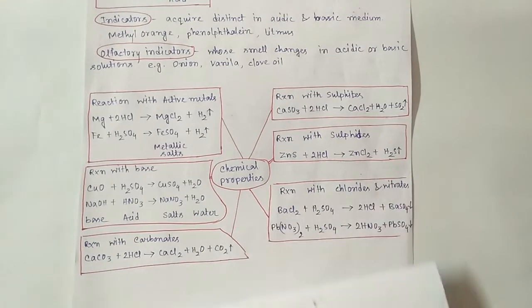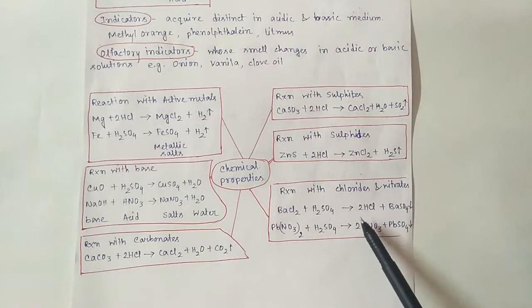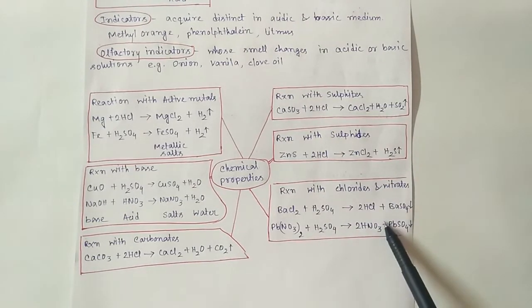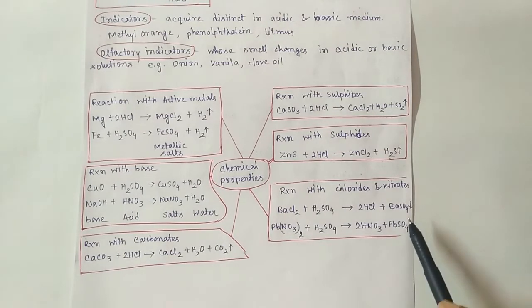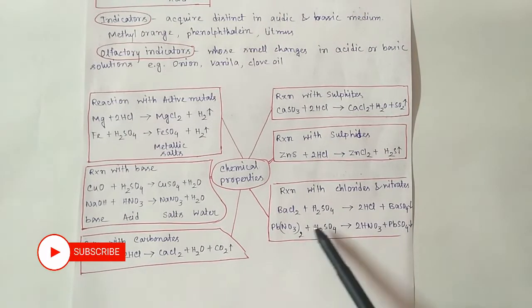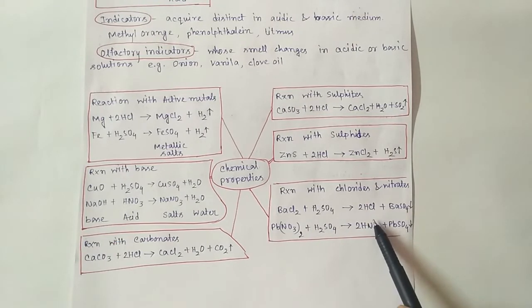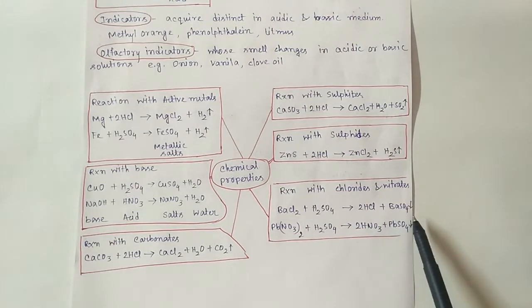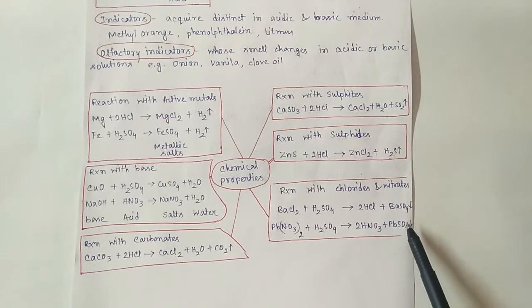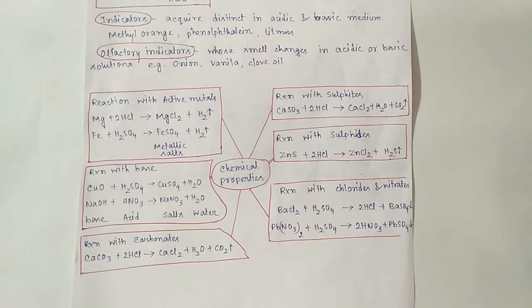And now acids can also react with chlorides and nitrates, and thus produce salts. Precipitation actually occurs here. Thus BaCl2, when it reacts with H2SO4, will produce 2HCl and BaSO4. BaSO4 is a salt, barium sulfate. A white precipitate is observed there.